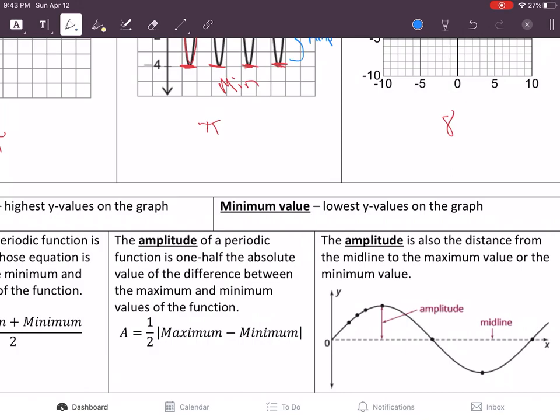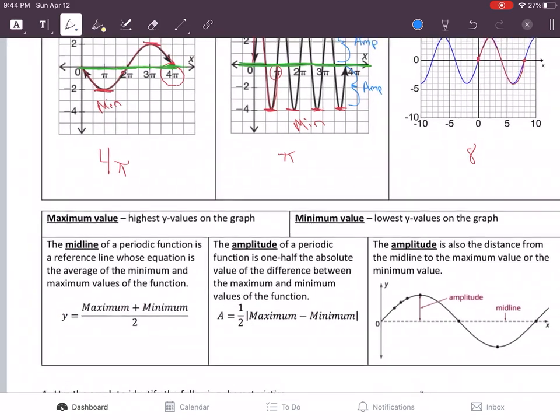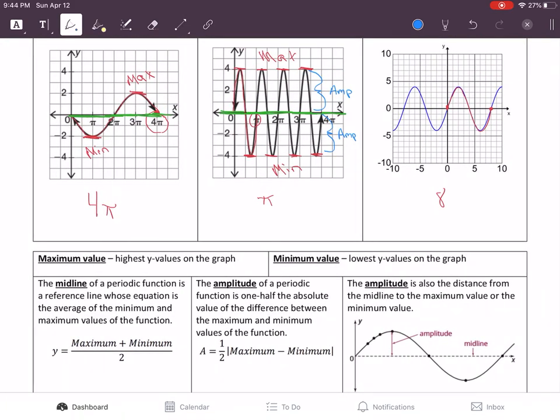Okay. Now, if you want to find the amplitude, you can take the total height of the graph from the minimum to the maximum and divide it by 2. All right, that will tell you what the amplitude is.